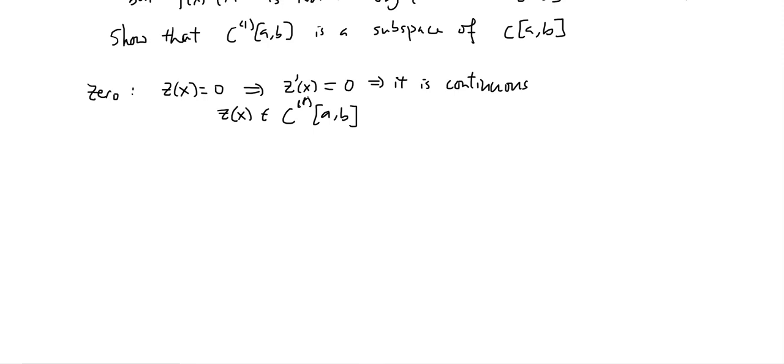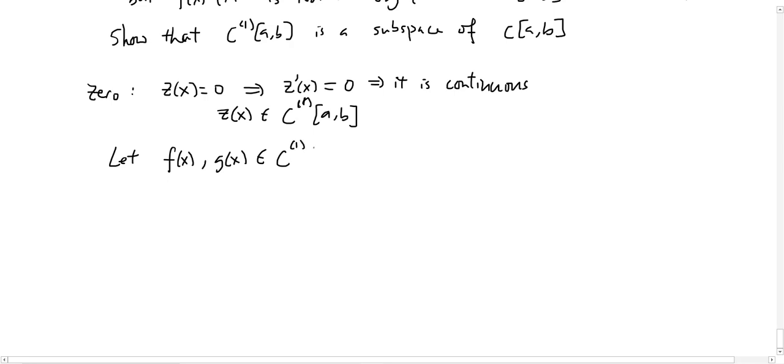Well, what I'm going to do is first define the following. I'm going to let function f of x and g of x be in the continuous first derivative space. So what does that imply? That implies that f prime of x and g prime of x are both continuous within its domain from A to B.